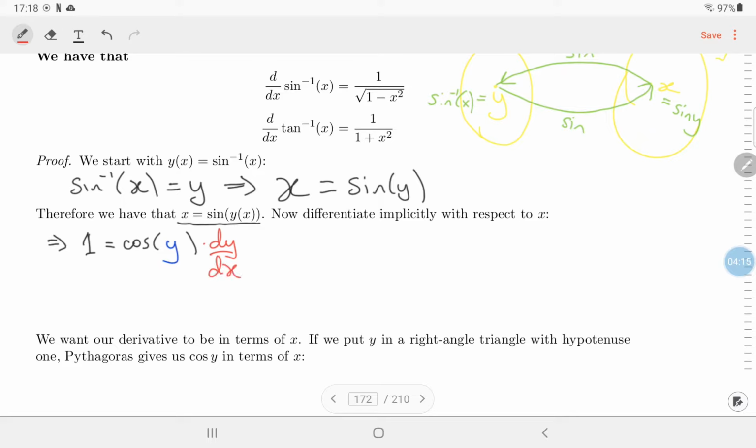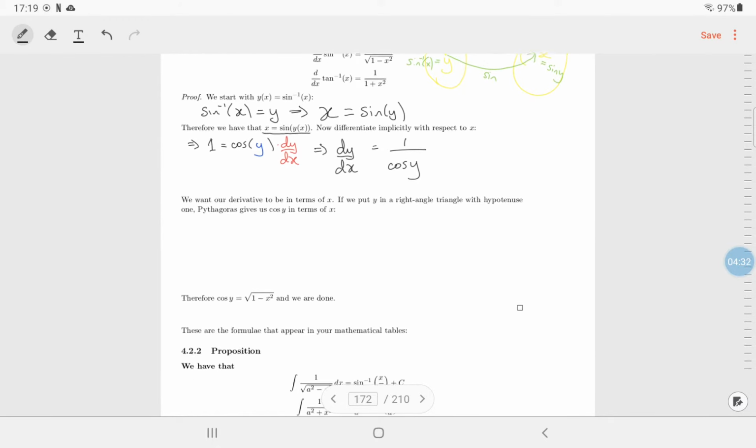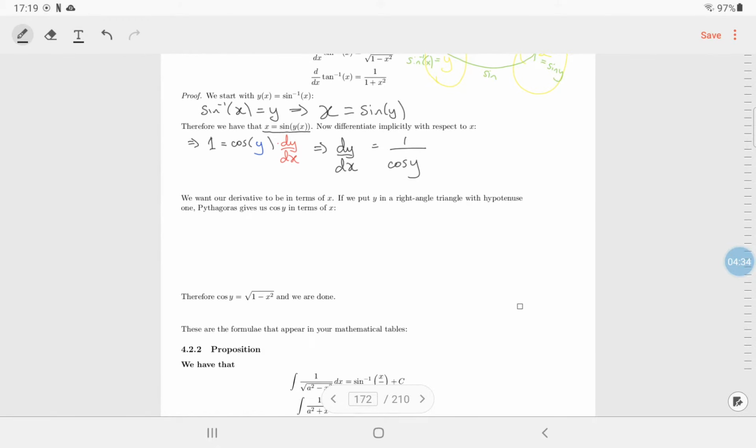And we can divide both sides by cos of y to get that dy dx is equal to 1 over cos of y. Now we want to put y back in terms of x. There are different ways that we can do this, and I think I'm going to do 2 different ways. I'm going to show that cos of y is the square root of 1 minus x squared, if x equals the sine of y. So one way is to draw a triangle.